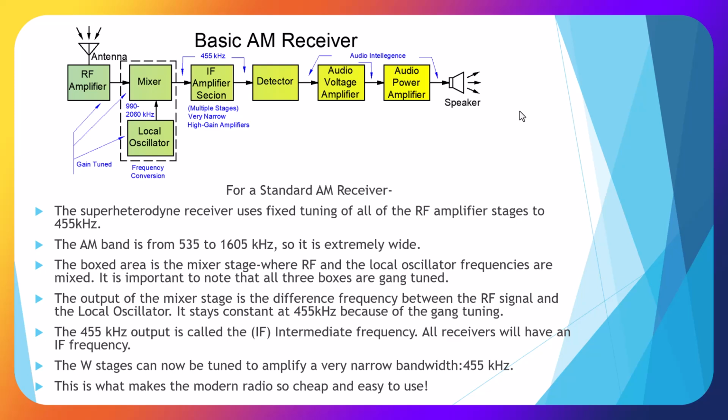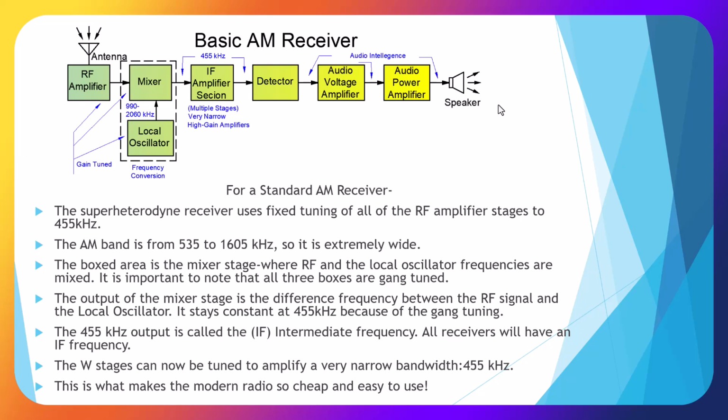For a standard AM receiver, the superheterodyne receiver uses fixed tuning on all the IF amplifier stages at 455 kilohertz. The AM band is from 535 to 1605 kilohertz, so it's extremely wide. The boxed area is the mixer stage where RF and local oscillator frequencies are mixed. It is important to note that all three boxes are gang tuned.